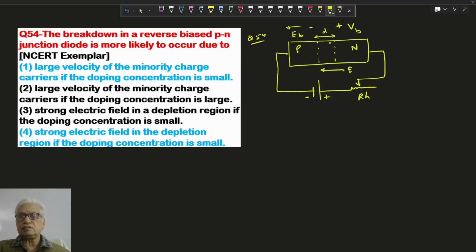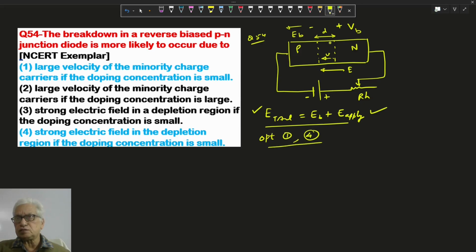It means a strong electric field will be there, the barrier and the applied voltage. So this is stronger, and velocity increases. In the region behind, where the doping concentration falls, the chances are there to move for a longer time. So speed increases, and the electric field also increases if the concentration is higher. Means option 1 is also correct and 4 is also correct. So there are two options.